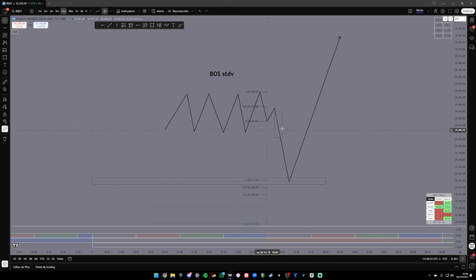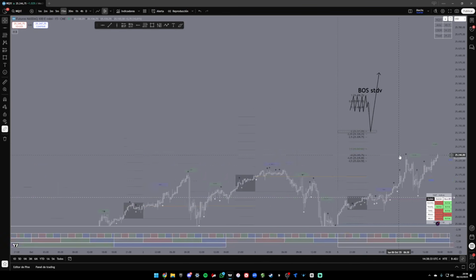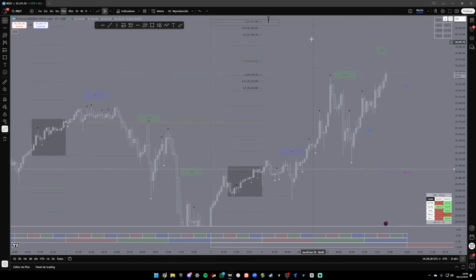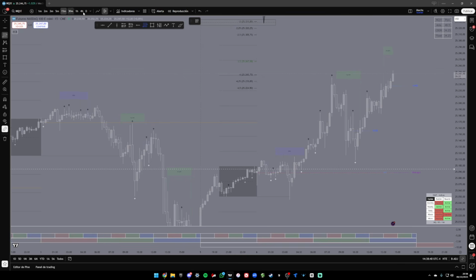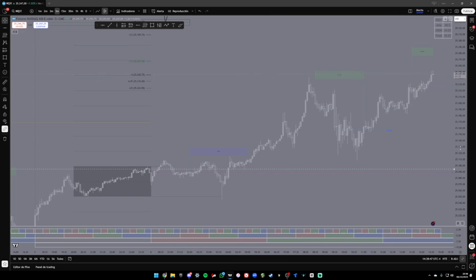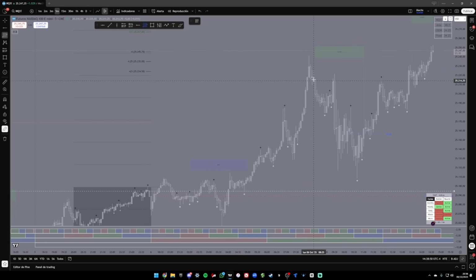Anyways, break of structure standard deviation. This is better than the other one in my opinion, but yeah, you can use both. So I'm gonna show you today's example because we had both today. 15-minute time frame. Boom. Wait, the 5 minutes. Sorry. I'm gonna show you last week's example because this is not the perfect break of structure standard deviation, but yeah, we can use it.